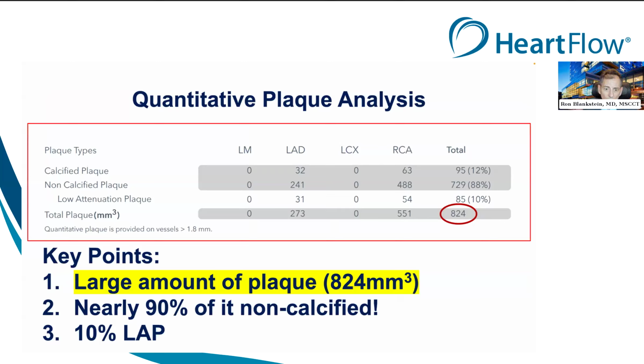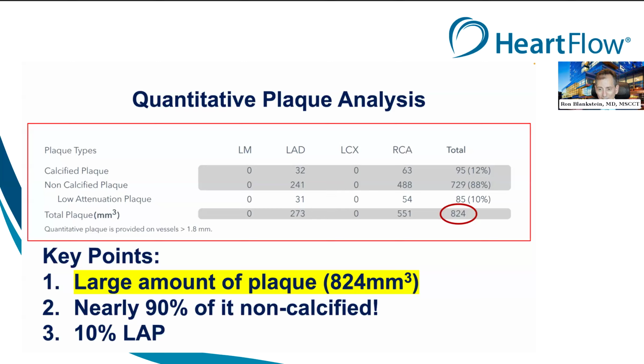And what we can see here when we perform that, this is the ultimate readout, is we can see for each vessel, left main, LAD, circumflex, RCA, the total plaque volume in cubic millimeters, and you can see that on the bottom. And then for each vessel and for the total, that's then divided into calcified plaque, non-calcified plaque, and low attenuation plaque, which again is a subtype of the non-calcified plaque. In his case, the plaque volume is 824 cubic millimeters. That's a lot of plaque for anyone, but particularly for someone in his 30s.